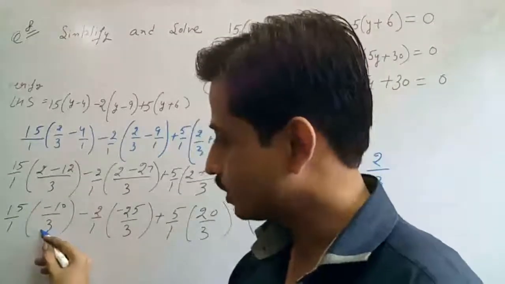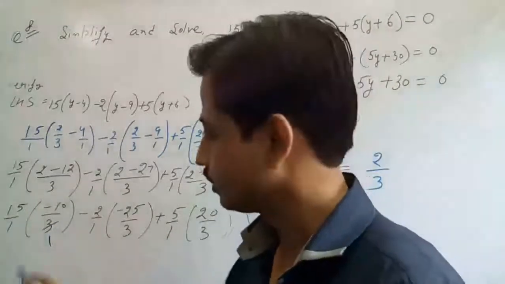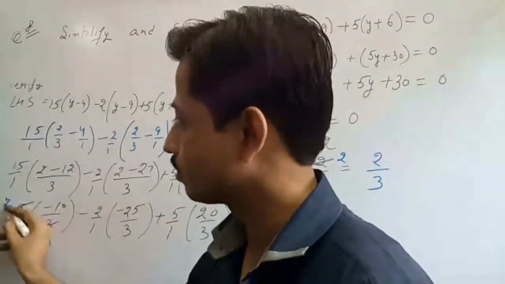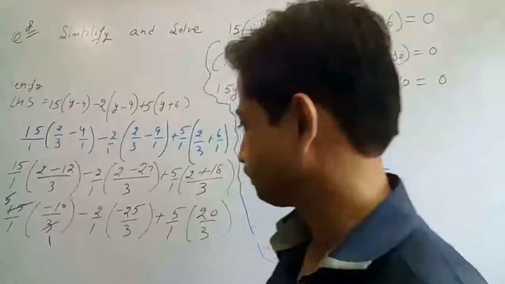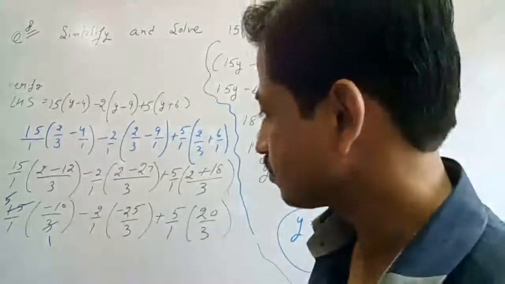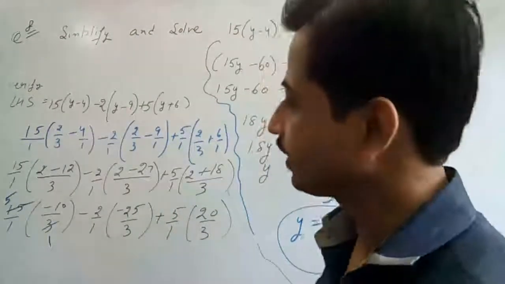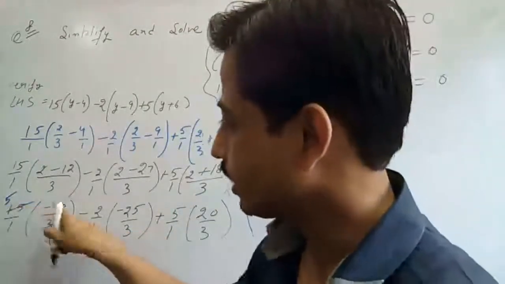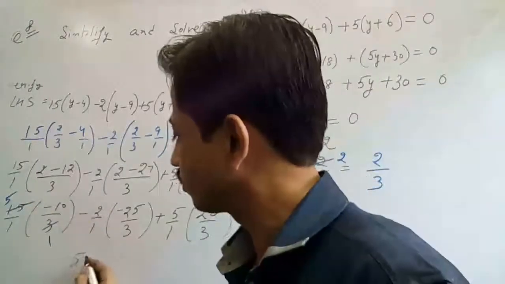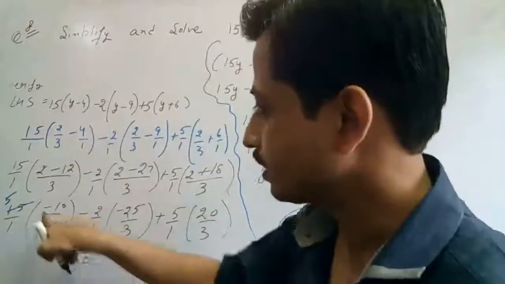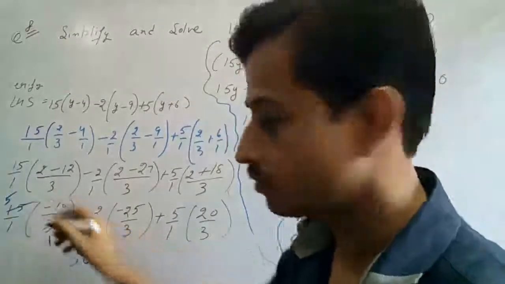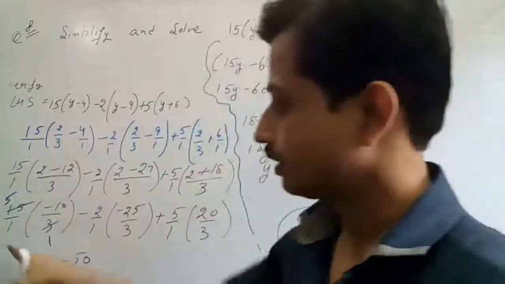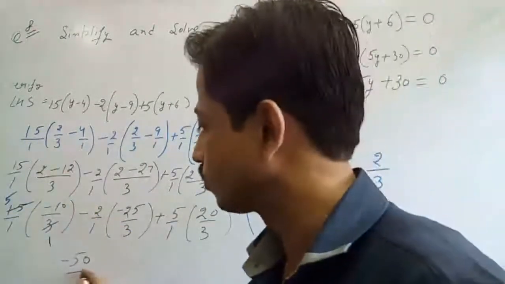This will be cancelled out. 3 ones are 3. 3 5s are 15. The remaining terms are not cancellable, so write as it is. 5 into 10 we get 50. But the sign is negative, so I am writing here negative. Divided by 1 into 1 we get 1.